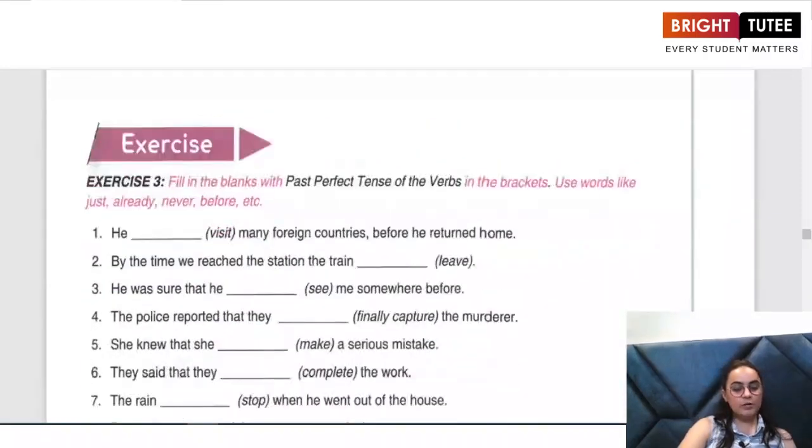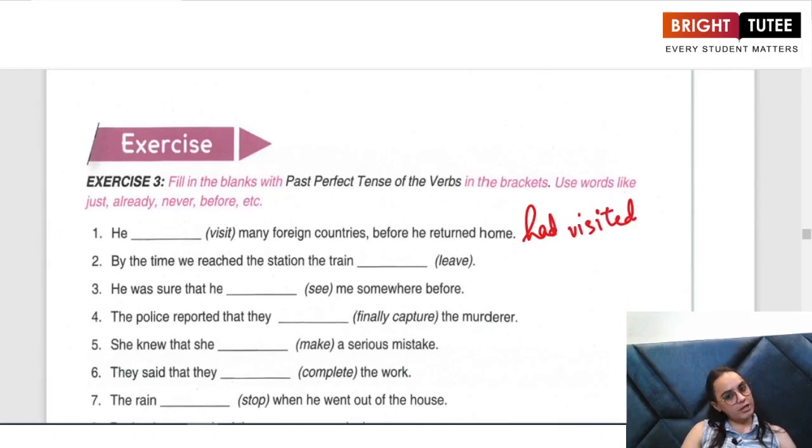So, let us now look at the exercise and try to complete the blanks using the correct form of the verb. He had visited many foreign countries before he returned home. By the time we reached the station, the train had left. He was sure that he had seen me somewhere before.